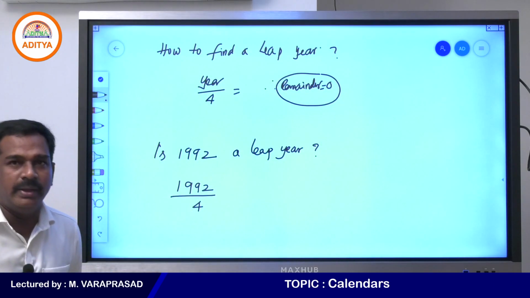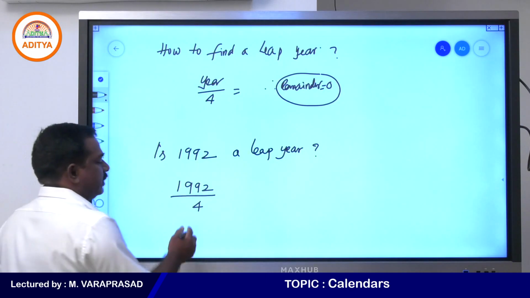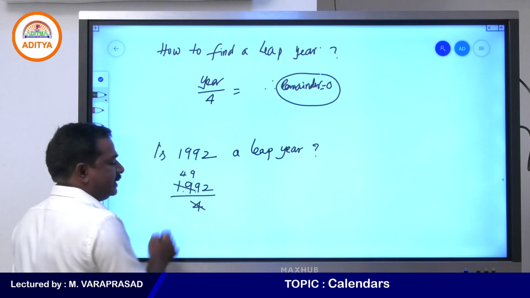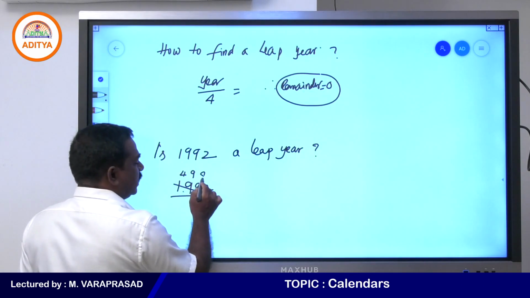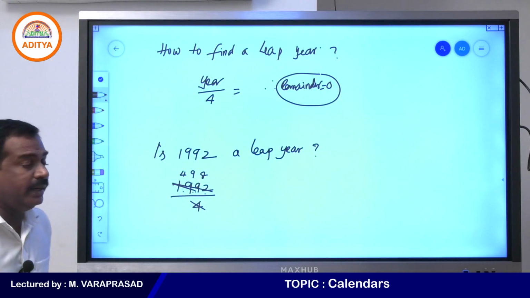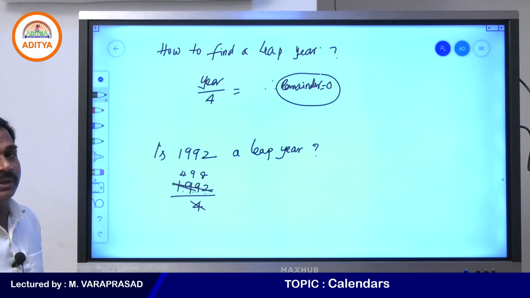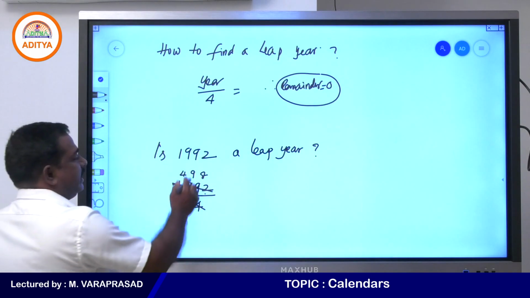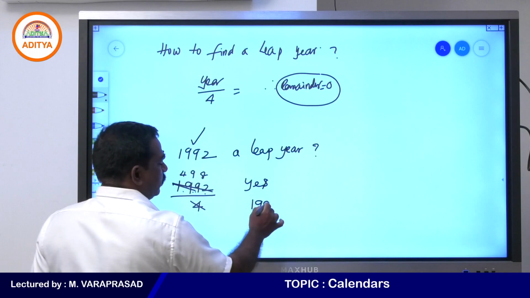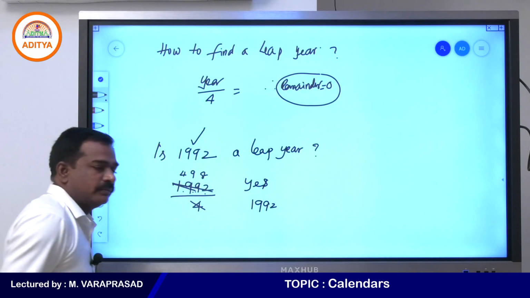1992 divided by 4. How much will you get? 4 4s are 16, 39, 4 9s are 36, 32, 4 8s are 32. So 1992 is exactly divisible by 4. The remainder is 0, so it is a leap year. Yes, 1992 is a leap year.